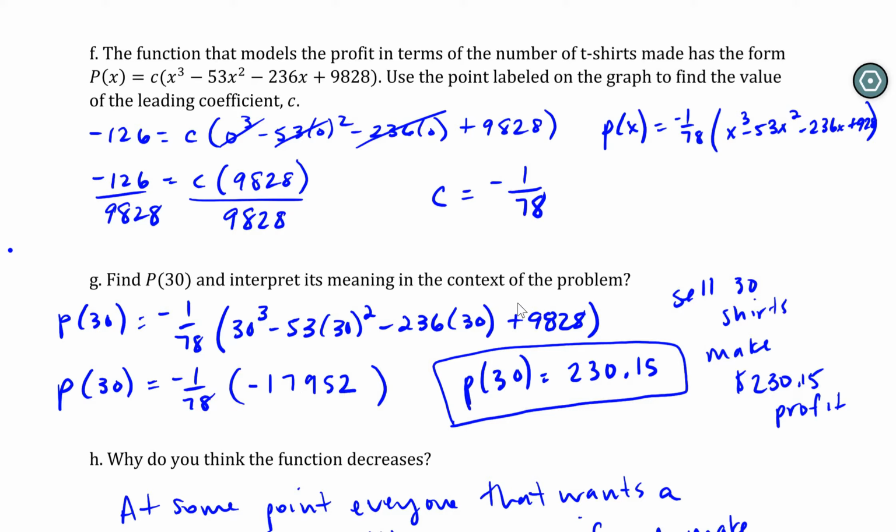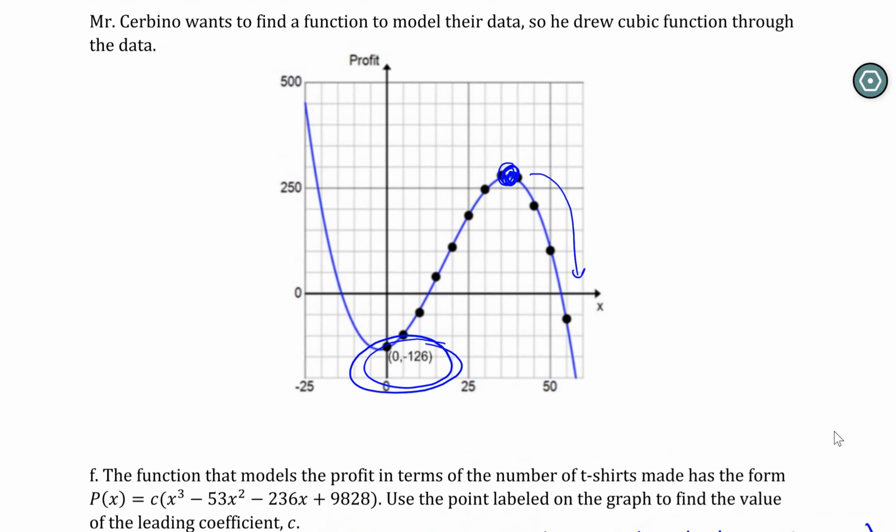Now notice, I didn't tell you what to round this to, because I shouldn't have to. This 230.15 represents money. Money always rounds to the nearest hundredth. So what this tells me is, if I sell 30 t-shirts, I'm going to make $230.15 profit. Which, if I look, 30 t-shirts is somewhere right around here. It's close to my maximum. Right, so essentially I'm maximizing my profit by selling 30 t-shirts.